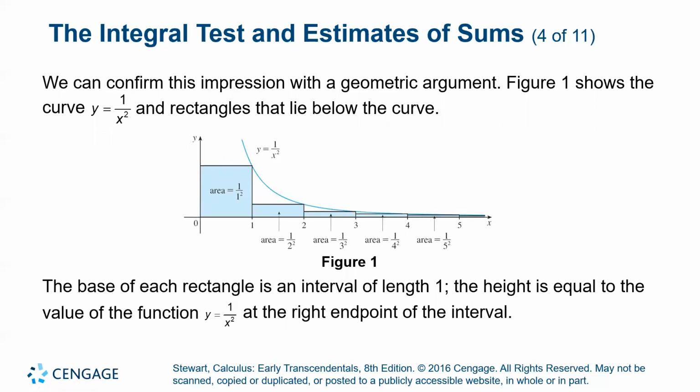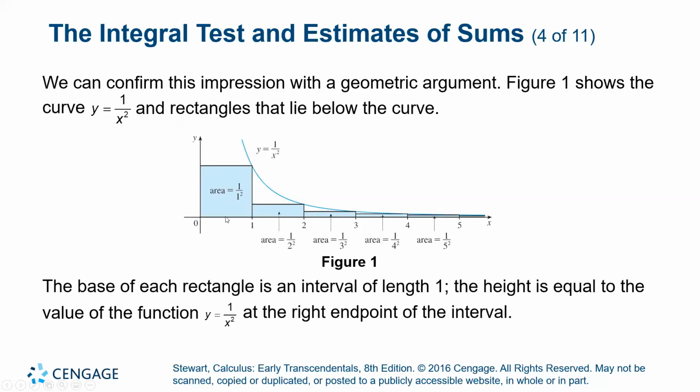Okay, so you can confirm this by looking at the graph to try to understand what's going on if this were a continuous curve and not just the series. So this is the graph of 1 over x squared, and then the rectangles that we would estimate the area with using right endpoints underneath the curve. So the base of each of the rectangles is 1, and the height of each of the rectangles is the value of the function 1 over x squared.